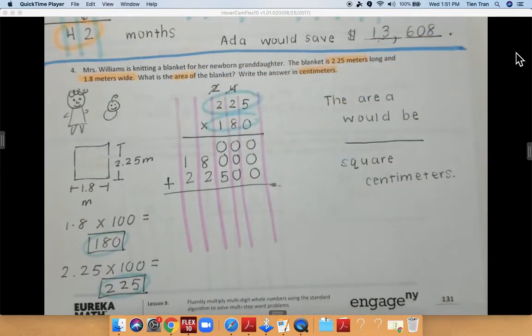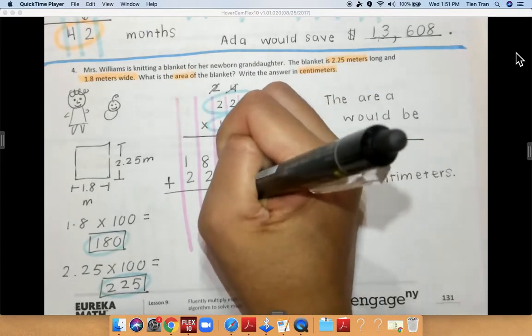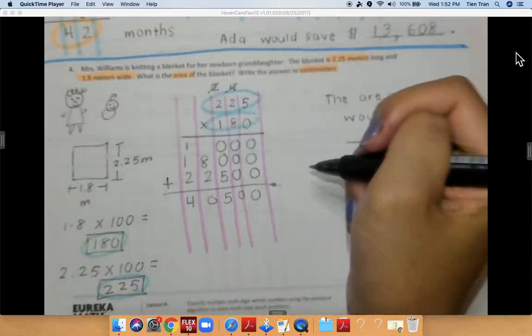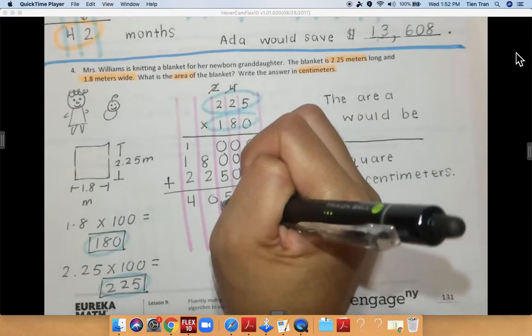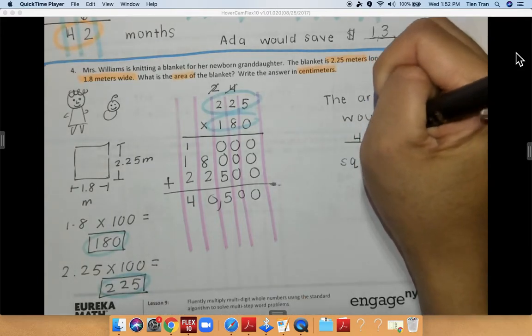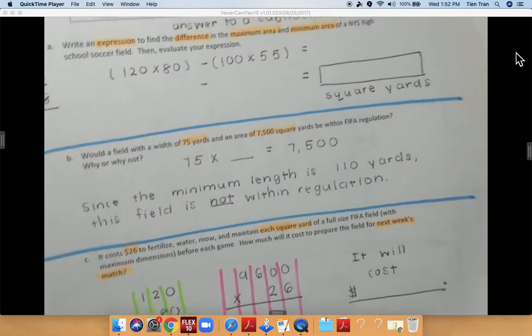I'm going to add all of my numbers together to get my final answer. I get 0, 0, 5, 10, carry the 1. So right here I have 40,500. So that means that it is going to take 40,500 square centimeters for the answer. Now I'm going to turn the page.